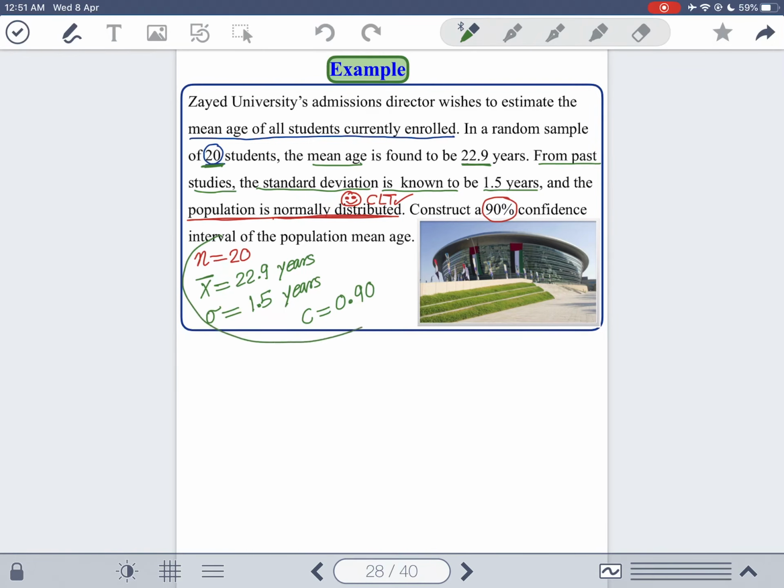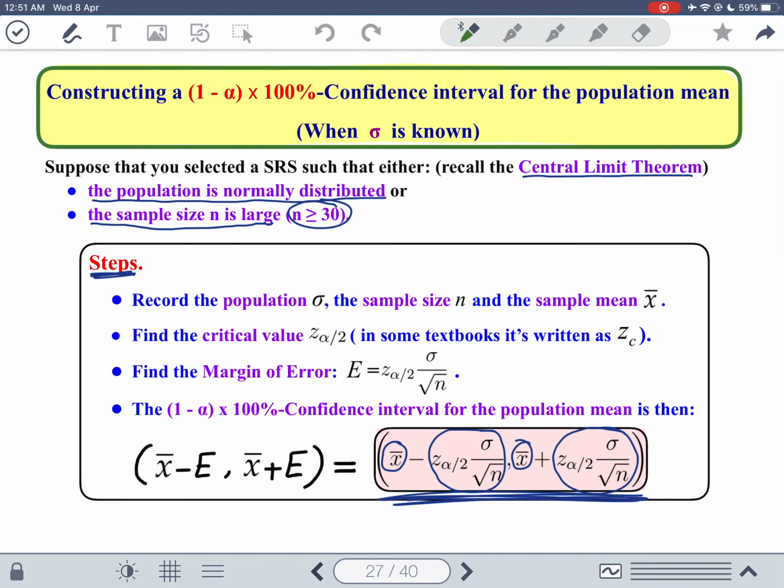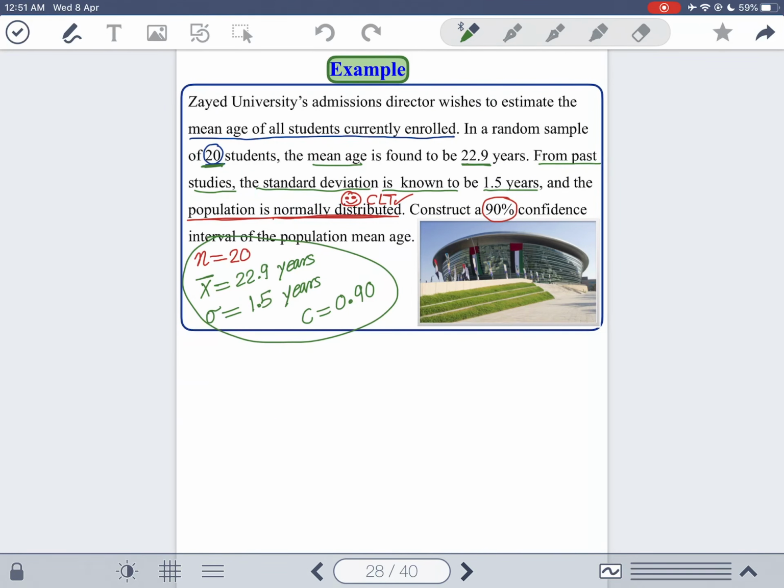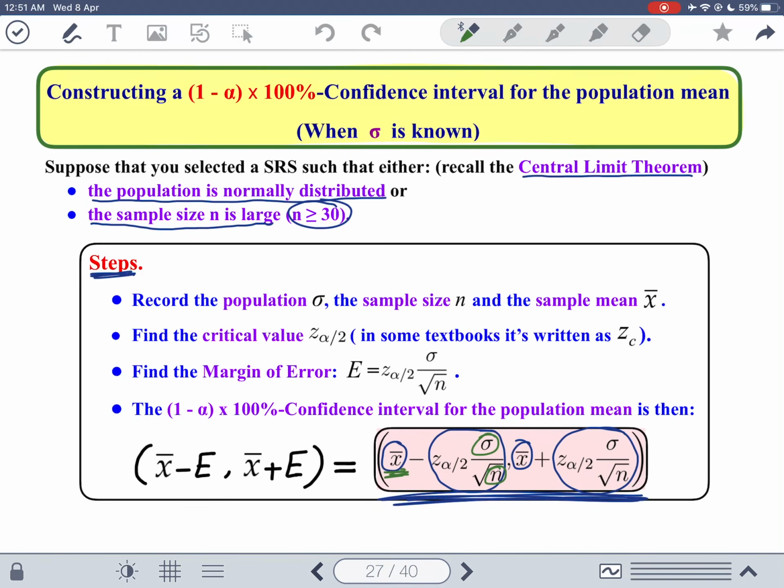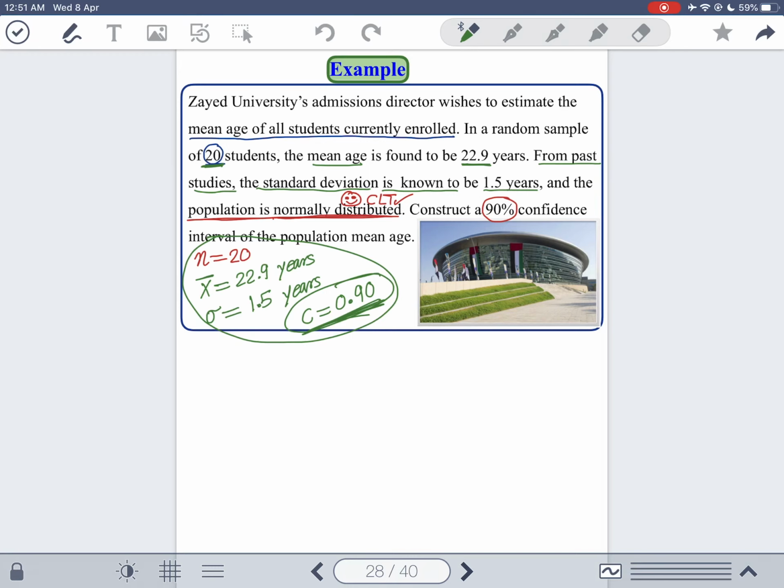Notice that these numbers will give me the confidence interval. If you look here, you need x bar, sigma, n, and what else is given? The confidence level. What does this help me find? It helps me find z sub alpha over 2. Or we call it also z sub c, if you remember. So now the first step is to find z sub c, or z sub alpha over 2.